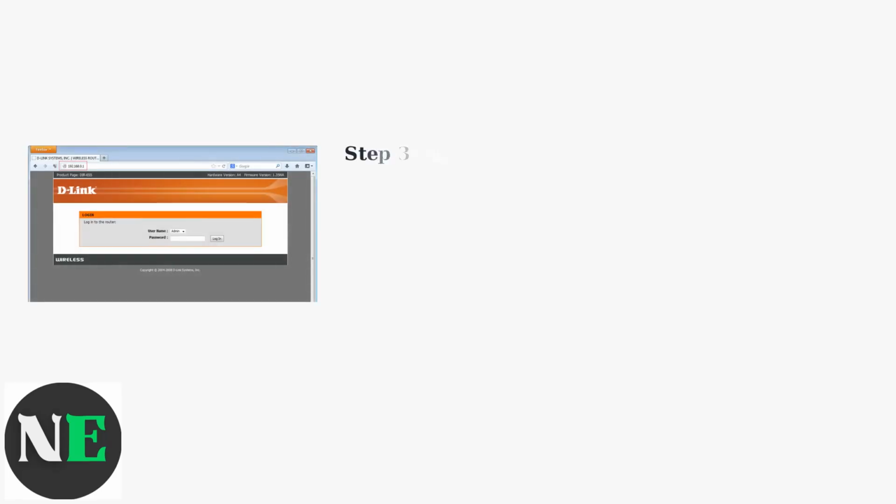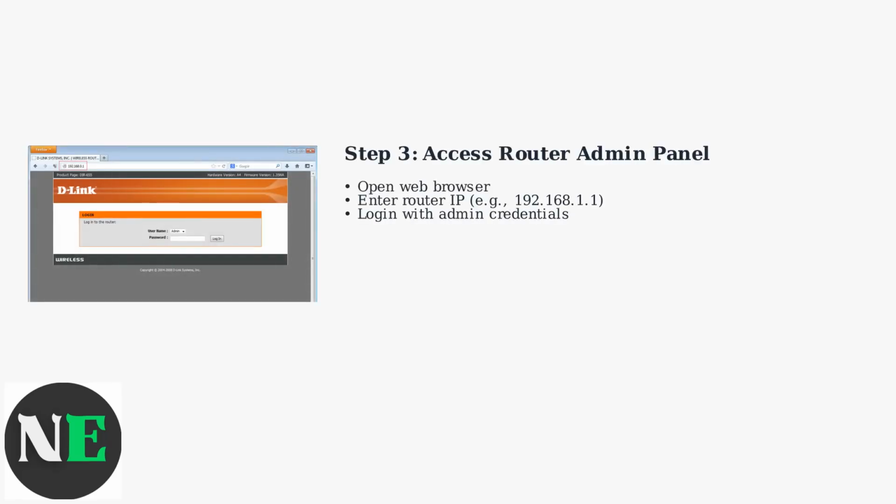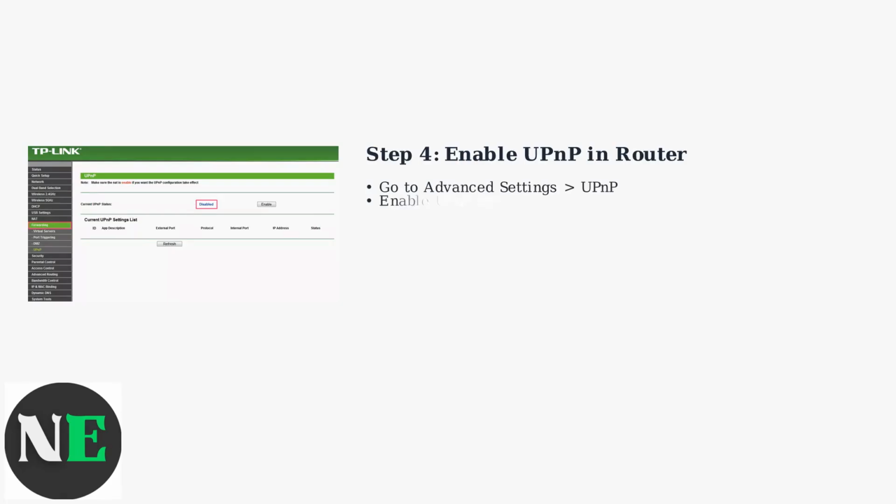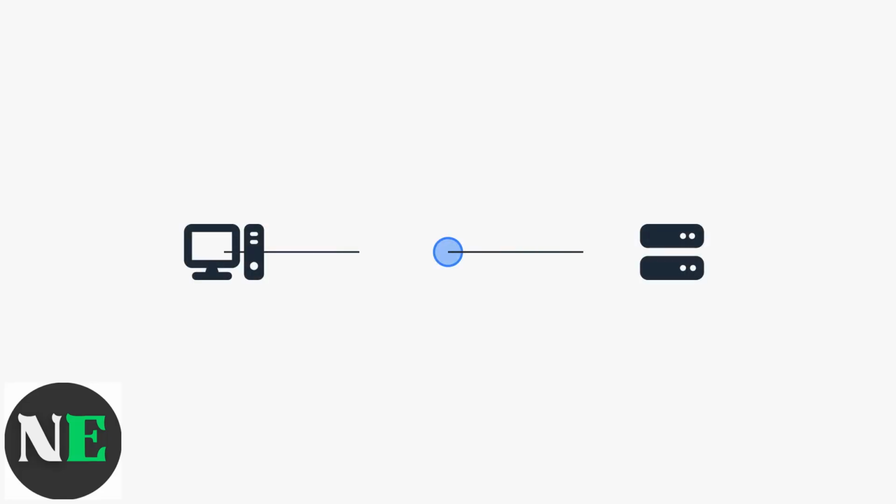Then access your router's admin panel via a web browser using an address like 192.168.1.1. Navigate to advanced settings, UPnP or NAT forwarding, and enable UPnP. Save the changes. UPnP automatically opens ports for gaming connections, improving your NAT type for better online play.